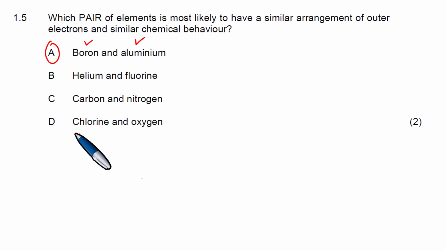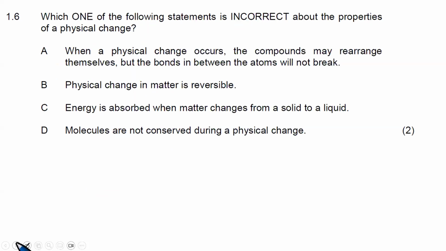Indeed, they cannot have the same chemical behavior because chlorine is a halogen. Chlorine, fluorine, bromine, all those are halogens. So B and D can't be because these are halogens, and oxygen is not a halogen. So the combination of a halogen and oxygen is odd. Carbon and nitrogen are out, and therefore those with similar chemical behavior will have to be boron and aluminium.